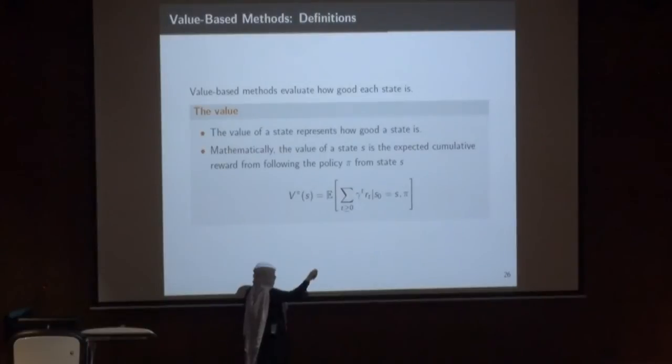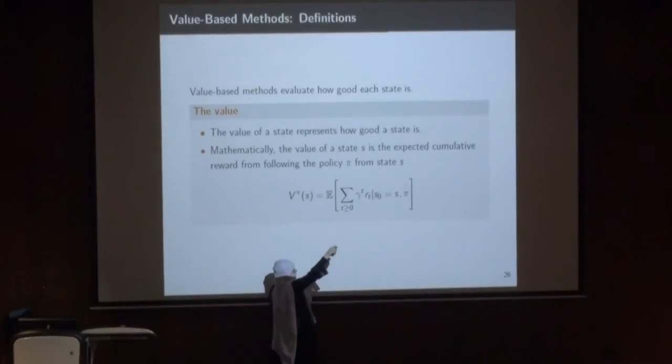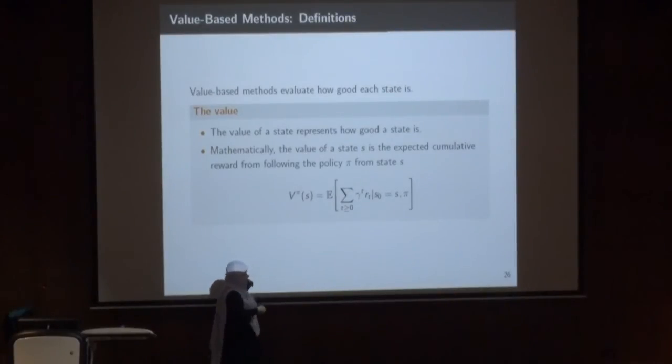Okay, so it's the expected value because I have the stochasticity of the cumulative reward, and this reward is discounted, conditioned on being in a certain state s0 because the game starts with s0 and executing the actions dictated by the policy pi. Clear? How to compute this value?